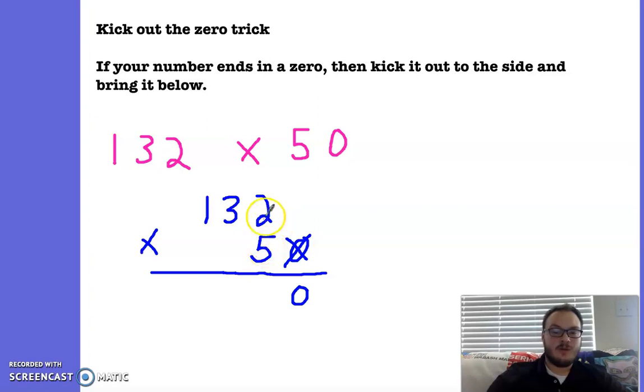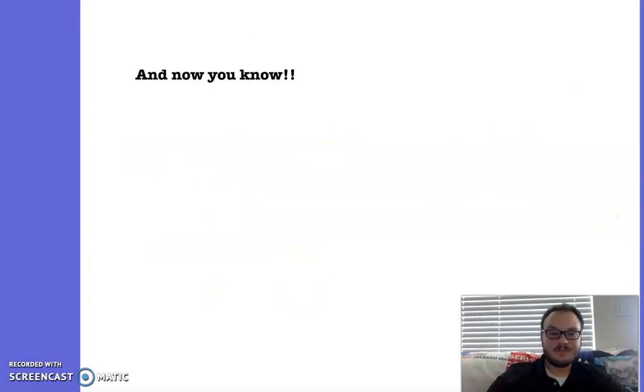So now I'll do 5 times 2 is 10. Need to regroup my 1. 5 times 3 is 15, plus 1 is 16. 5 times 1 is 5, plus my 1 is 6. So the product is actually going to be 6,600. And that is a really quick way to do some multiplication that saves us some time, whether we'd be doing the box method or not. So now you know standard algorithm.